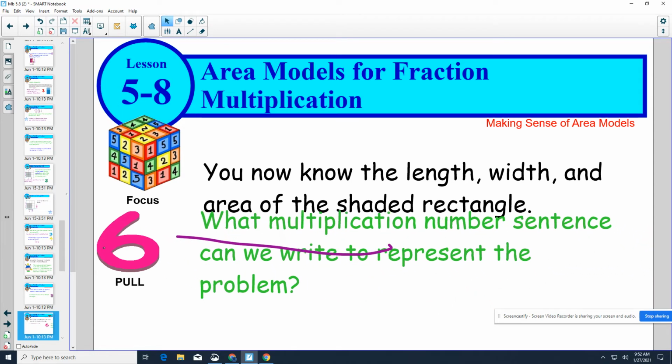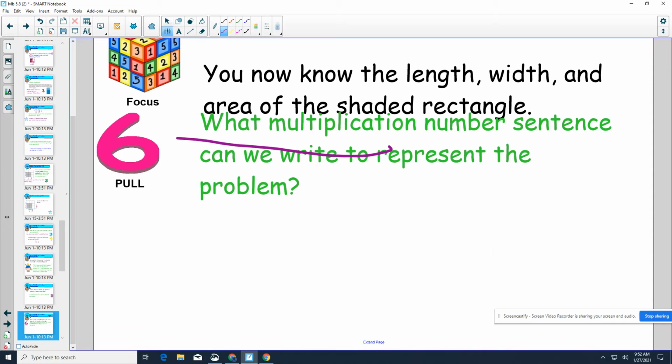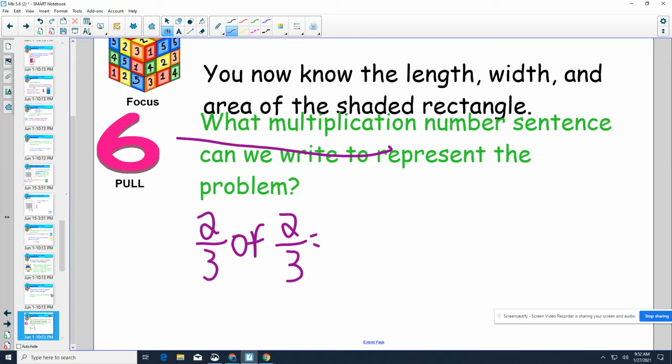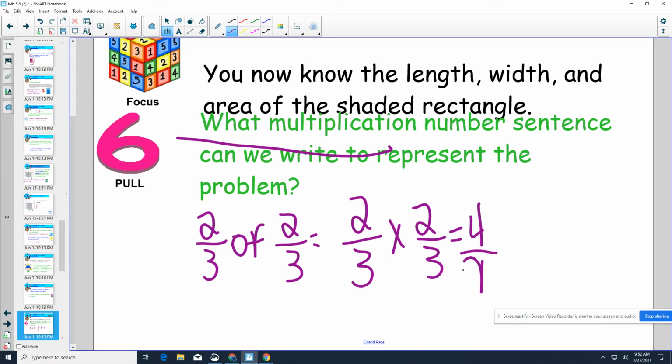Okay, so what multiplication number sentence can we write to represent the problem? So we know it's 2/3 of 2/3 shaded, right? So we know we could rewrite that as 2/3. And because it's area, we want to multiply length times width. So we could say 2/3 multiplied by 2/3 gives us 4 ninths.